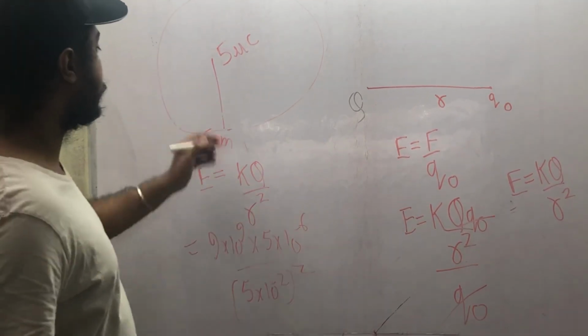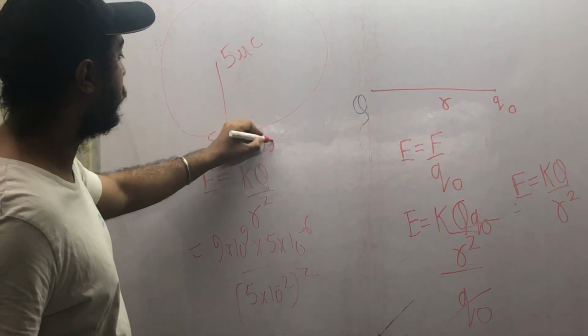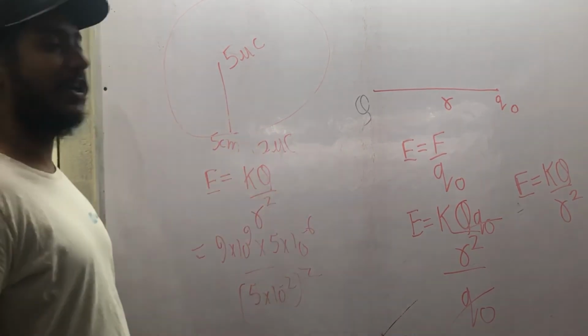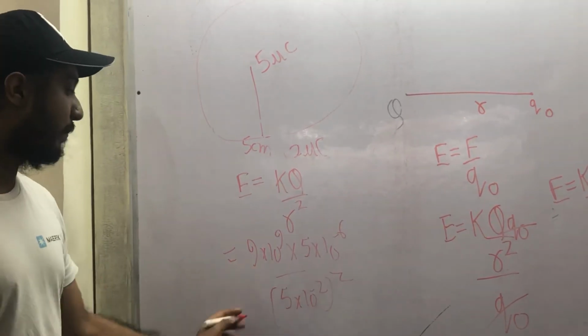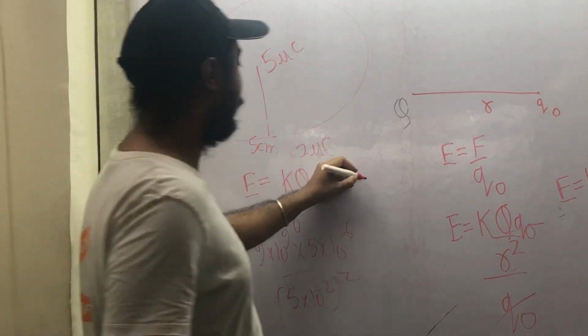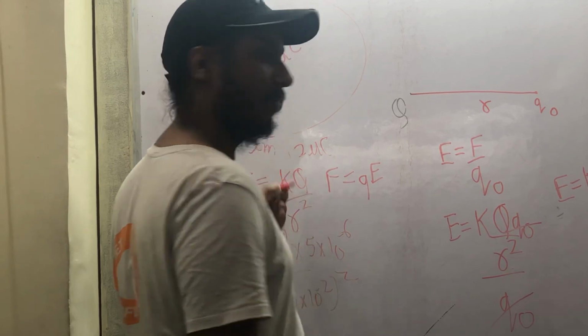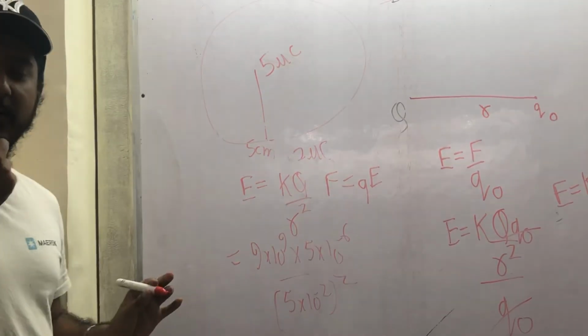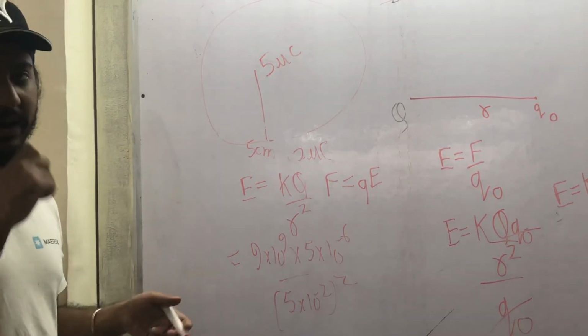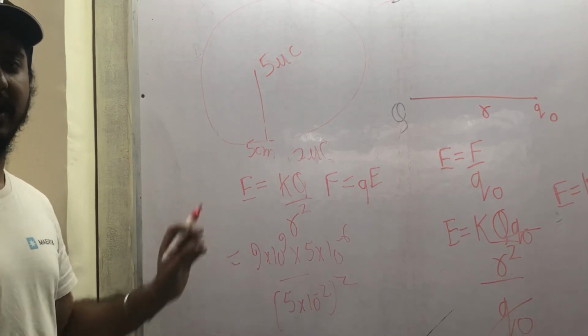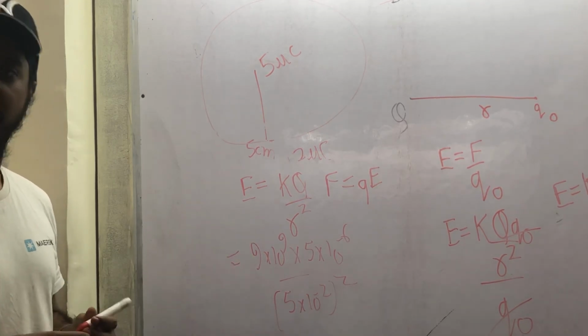Whenever you bring a small charge here, say I bring a charge of 2 microcoulomb, how much force will it experience? I will simply multiply the value of that charge with the intensity, and I will get the value of the force. Very simple. So if you are given the intensity, to find out the force, you simply multiply the charge with the intensity.